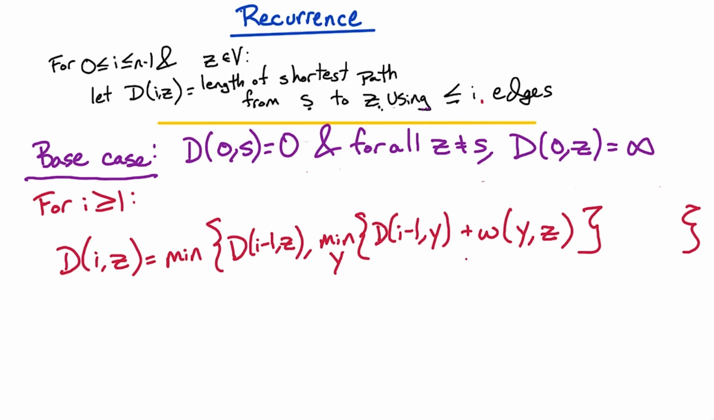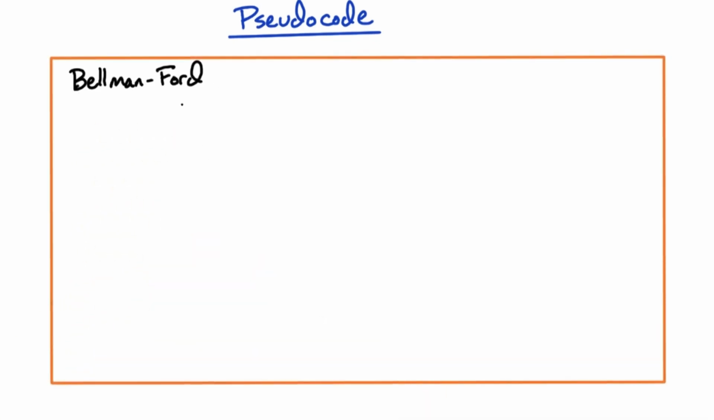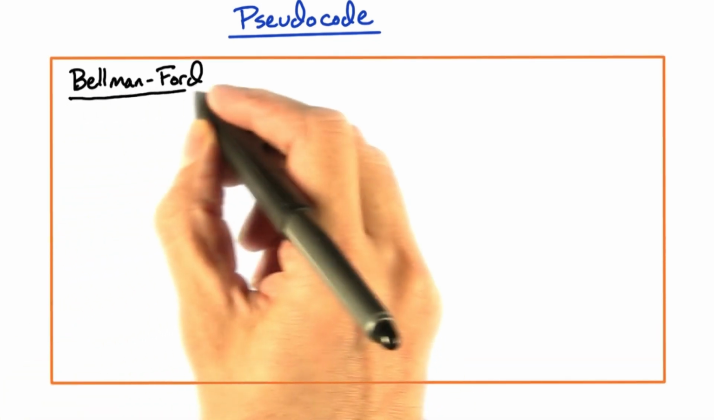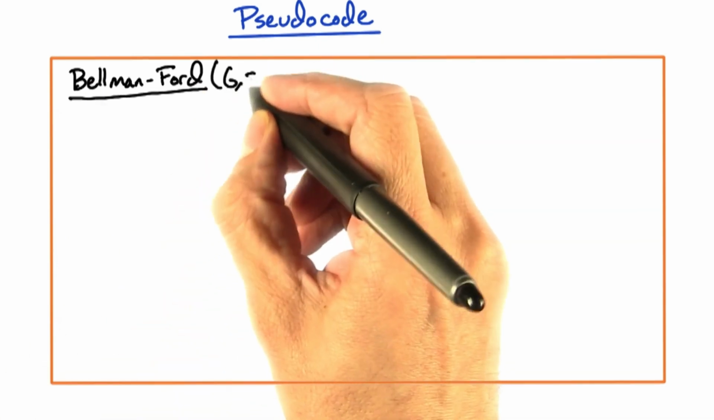So let's go ahead and detail that algorithm. Now let's go ahead and detail the pseudocode for our dynamic programming algorithm for the single source shortest path problem. This algorithm is called the Bellman-Ford algorithm. The input to the algorithm is a directed graph, G, a start vertex, S, and weights on the edges.